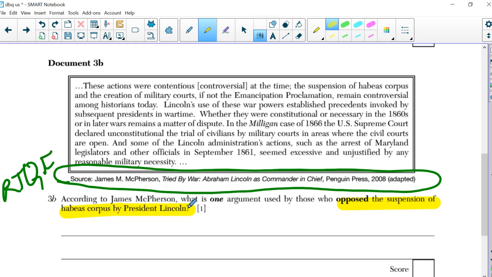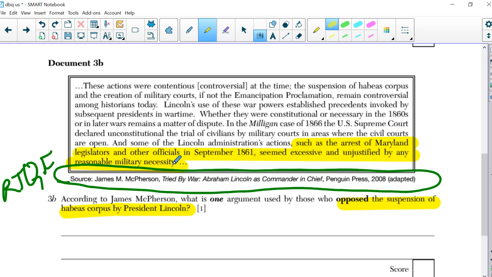In the Milligan case of 1866, the U.S. Supreme Court declared unconstitutional the trial of civilians by military courts in areas where the civil courts are open. So if you have your civil courts and they're still operating, there's no reason to use military courts, is what he's saying. And some of the Lincoln administration's actions, such as the arrest of Maryland legislators and other officials in September 1861, seem excessive and unjustified by any reasonable military necessity. Some of Lincoln's, like the arrest of Maryland, seem excessive and unjustified.